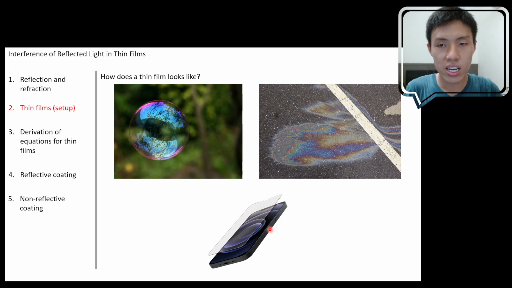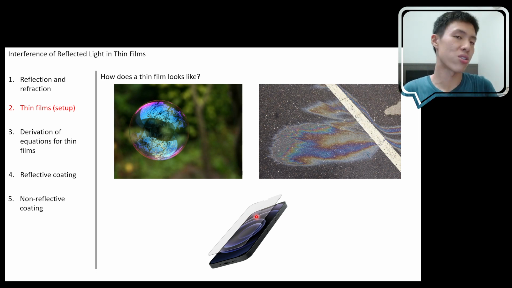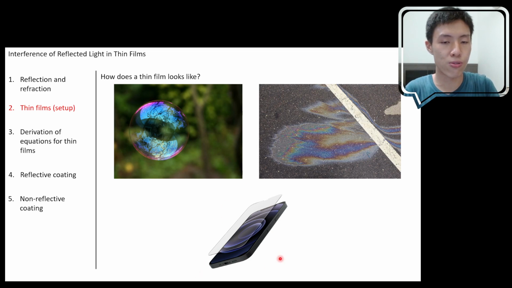I believe for all three examples that you see here, you might notice that they always have some kind of a rainbowish color on these films. If you look at a soap bubble, sometimes you can see some rainbowish color on it. Oil spill also, if you look at a certain angle, you see quite a nice rainbowish color as well. And same for some glasses, like your reading glasses or your smartphone tempered glass. Occasionally from a certain angle you can see some rainbowish hue to it.